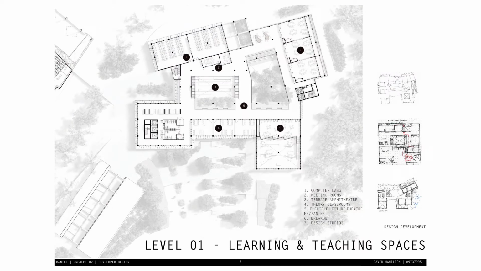Level 1 is the first level of the learning and teaching spaces, all of which feature 2 computer labs, 3 design studios, 3 theory classrooms, and on this level in particular is the mezzanine level sitting above the flexible lecture theatre. We've also got the continuation of the terraced amphitheatre. On the learning and teaching floors, the computer labs and the design spaces are quite flexible, particularly with sliding doors that allow the spaces to open up and close.